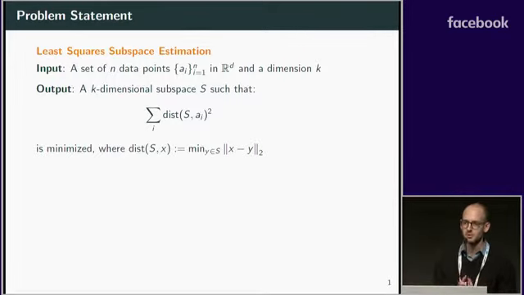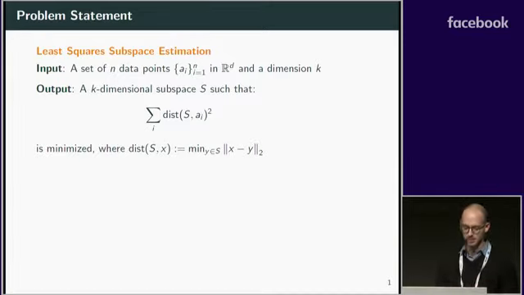So what's the problem we're solving? This is the problem we're not solving. We're given a set of n data points that live in R^d, and a target dimension k. The goal is to output a k-dimensional subspace of R^d such that we minimize the sum of squared distances of each point to the subspace. The notion of distance we're using is the standard Euclidean distance.